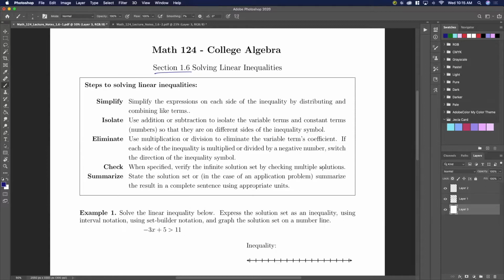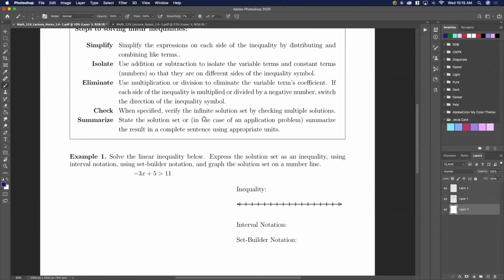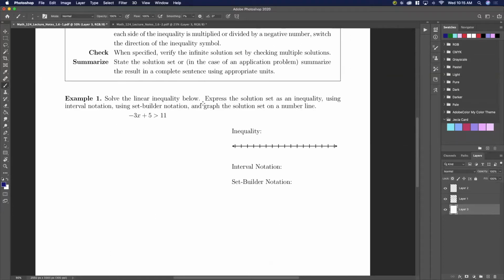We check a couple solutions to make sure it works, and then we state the solution set and summarize in a complete sentence. We don't need to do that completely. So let me explain how to solve inequalities. The first thing you want to do is get the variable on one side and the constant terms on the other.